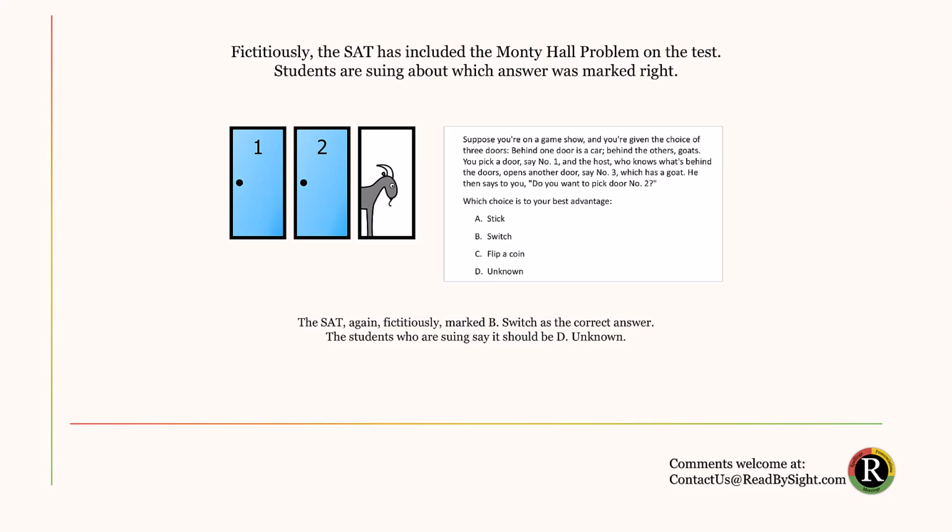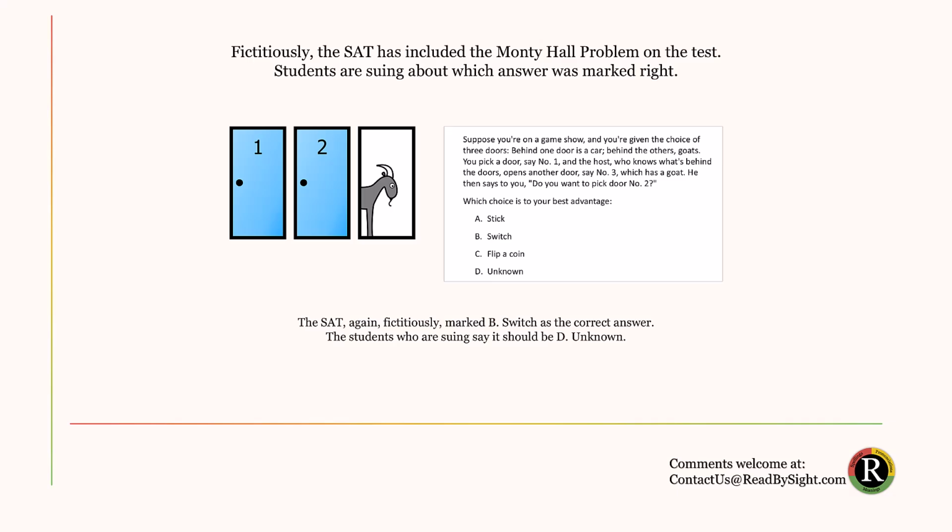Suppose you're on a game show and you're given the choice of 3 doors. Behind one door is a car, behind the others are goats. You pick a door, say number 1, and the host, who knows what's behind the doors, opens another door, say number 3, which has a goat. He then says to you, do you want to pick door number 2? Which choice is to your best advantage?